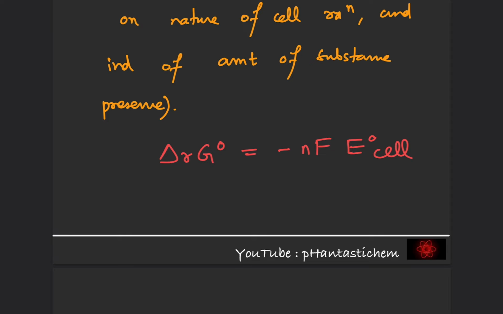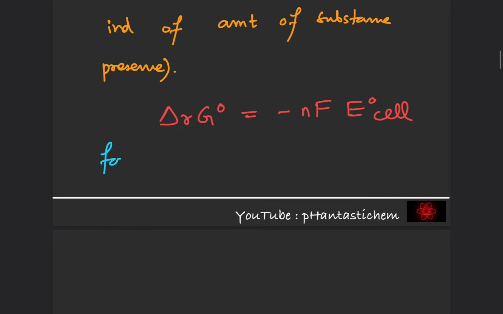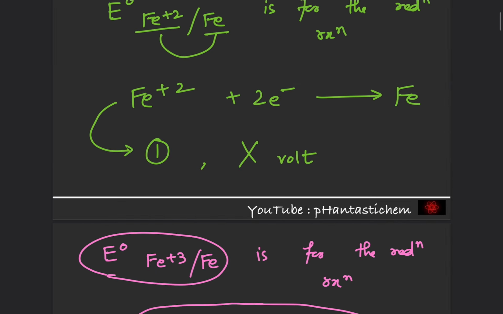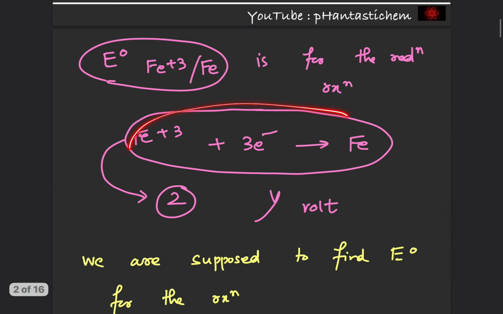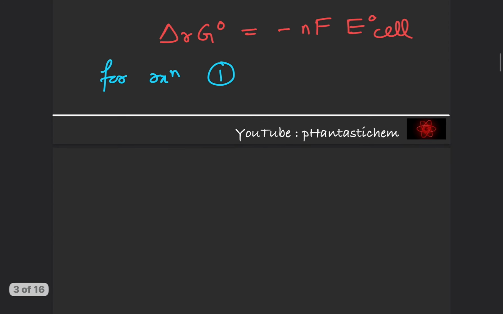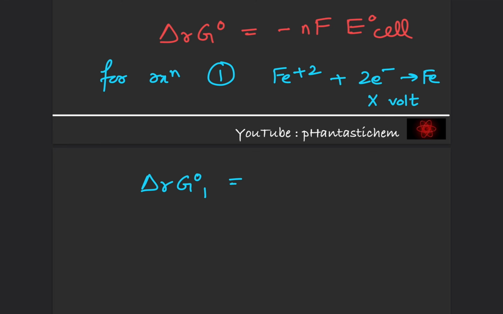Okay, therefore for reaction 1, if you remember, this is reaction 1, this is reaction 2, and this is our aim reaction. Okay, so be careful. So for reaction 1, I will write it down again, that is Fe+2 plus 2 electrons becoming Fe. So for this reaction, obviously x volt is the potential, so we can write delta R G naught of reaction 1 will be equal to minus, can you see there are 2 electrons involved, so minus 2 into Faraday's constant into x, because the cell potential is given to us, it is x, right?